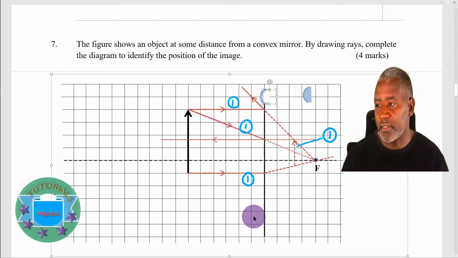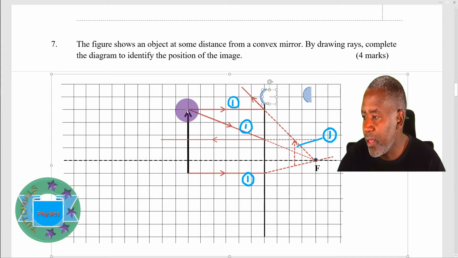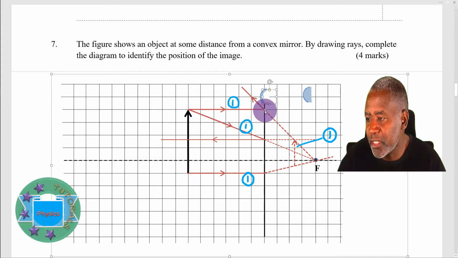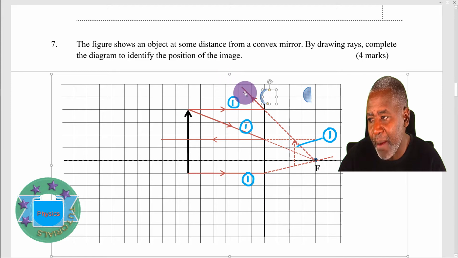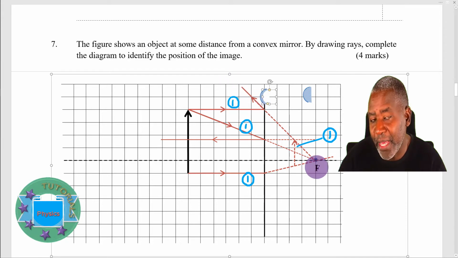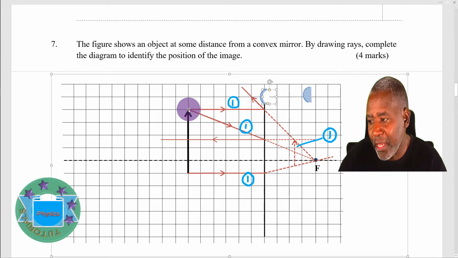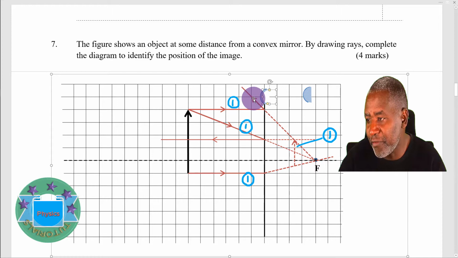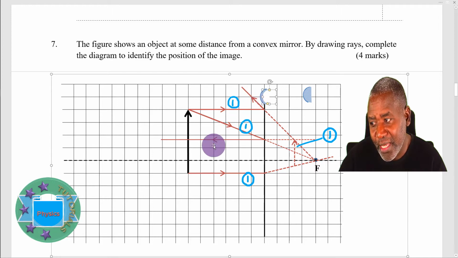And here it is. So the first ray was this one here, parallel to the principal axis, and then it is reflected in such a way that the reflected ray appears to come from F. Then the second rule is this. A ray of light which appears to pass through F is reflected parallel to the axis. So I get two reflected rays, this one and this one.